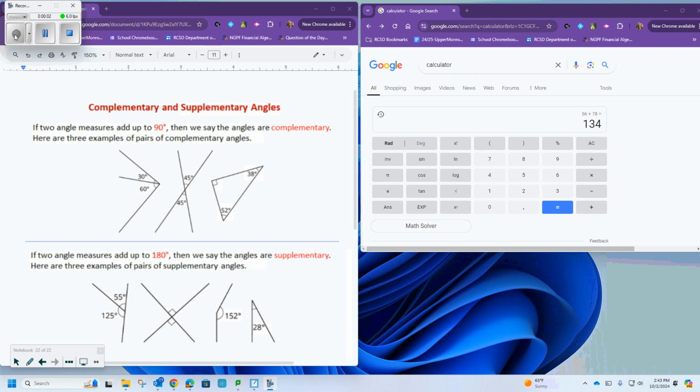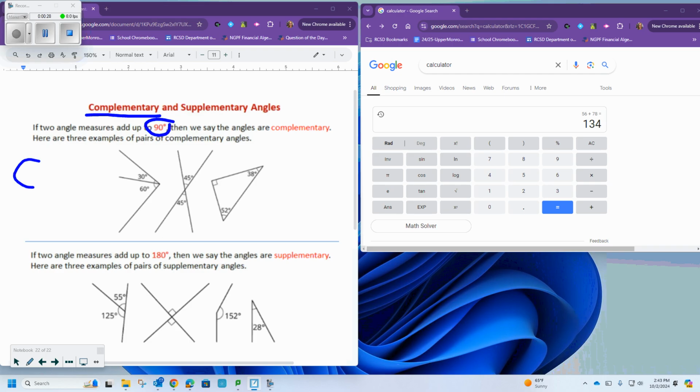Hello, this is Mrs. Houston, and this is a little lesson on complementary and supplementary angles and the work that you're going to do after that. So you should see the paper here that says complementary and supplementary angles. So the complementary angles are two angle measures that add up to 90 degrees.